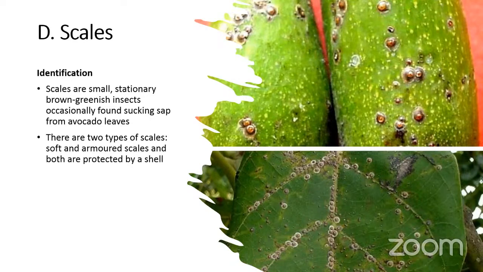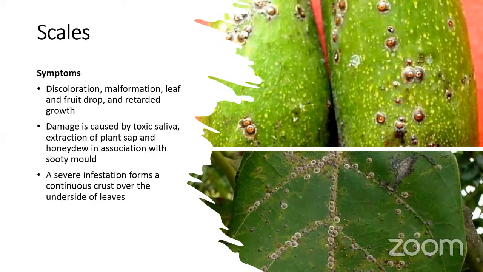Okay, they are all protected by a shell. And next slide. Yes, sir. Symptoms. When scales attack your avocado fruits or leaves, because of the sucking of the sap, there will be discoloration on the parts where they actually attack.